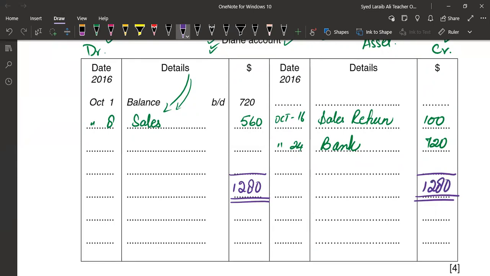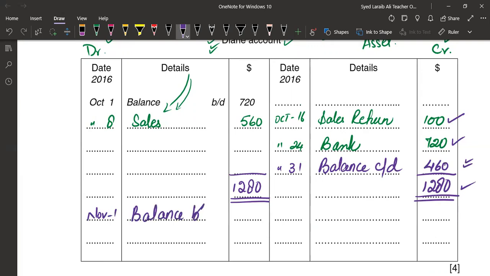Now, where there is the shorter side, we would write balance CD there, or closing balance. So I'm going to write balance CD here. What would be the balance CD? From 1280, you have to subtract 100 and 720. So the amount is 460. This 460 is the balance CD on the credit side. So the balance BD will definitely be on the debit side. After October, we have November 1. The balance BD would be $460.